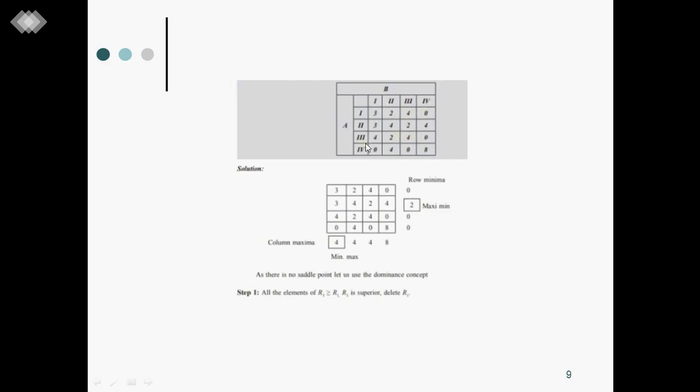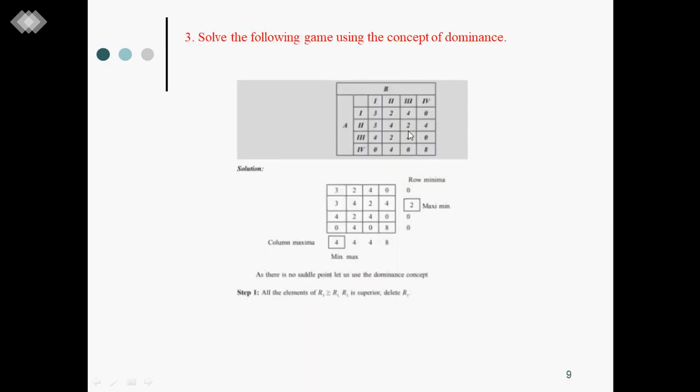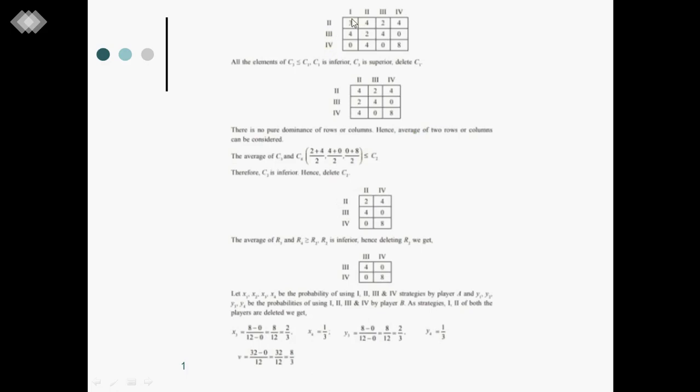Their observation is that all the elements of R3 are greater than or equal to those of R1. Hence R3 dominates R1. There is no point of retaining R1, because see this and this, this and this, this and this. Hence now it is reduced. Of course, the problem is: solve the following game using the concept of dominance. So now the first strategy is eliminated, leaving second, third and fourth.